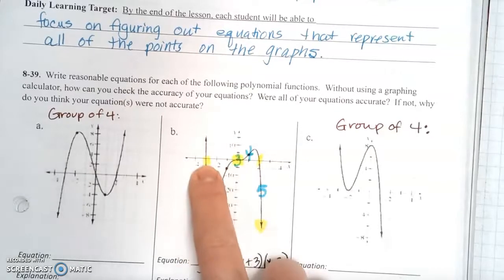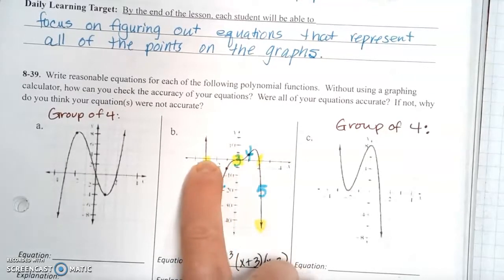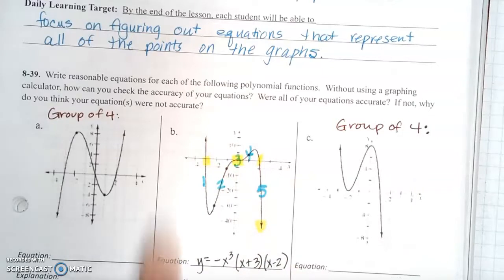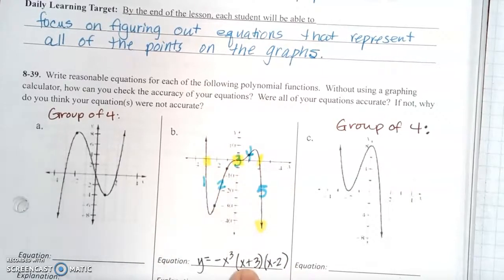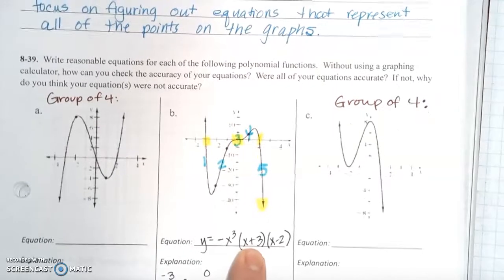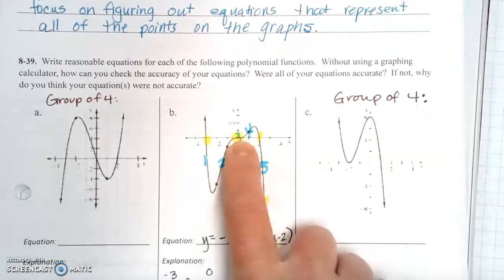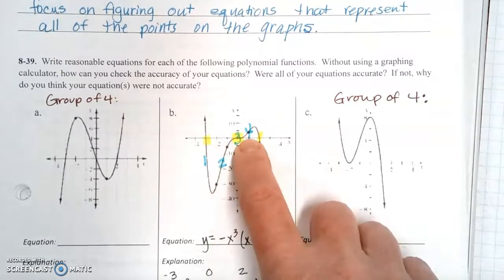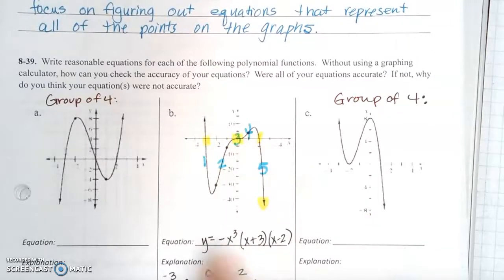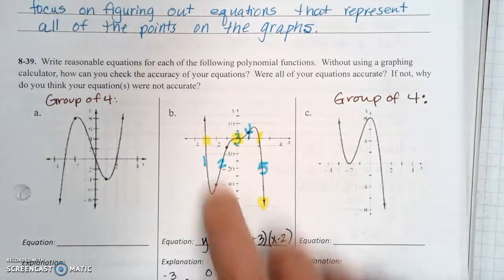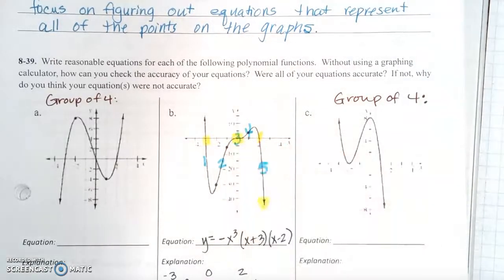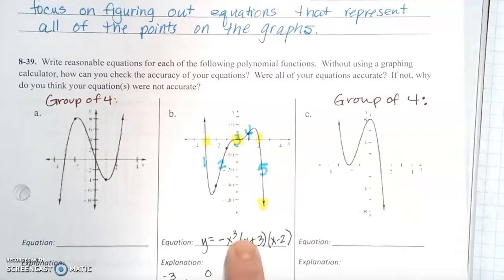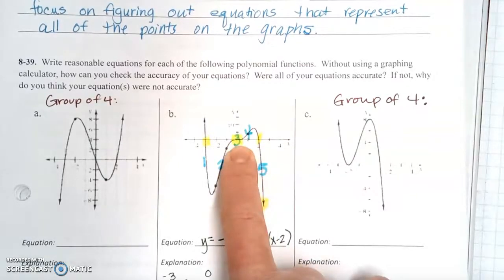I highlighted in yellow where it crosses the x-axis right here at -3. So that's going to be my factor of x plus 3. It crosses right here at 0, so that's going to be my x. And it flattens out, right? So it's not just x squared. Square is when it bounces off, and then cube is where it flattens out, okay? So that's going to be x to the 3rd power at 0 right there.